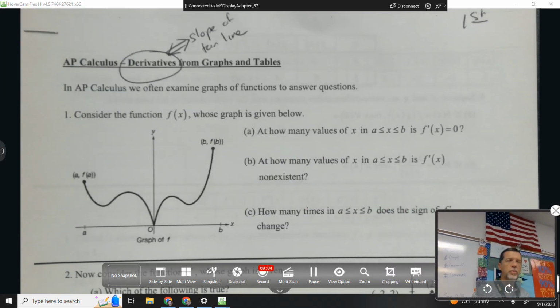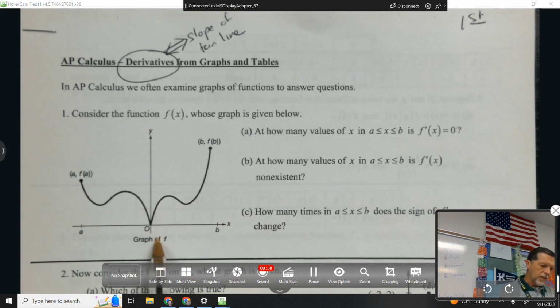Derivative is slope. Slope is derivative. Today is more about graphs and tables, so less equations, which in some ways is good because you don't have to remember how to do product rule, quotient rule, trig rules, power rules. You don't need any of those rules. It's all, and this may be good or bad, it's all concept. Like slope is derivative. So let's consider this function whose graph is given below.